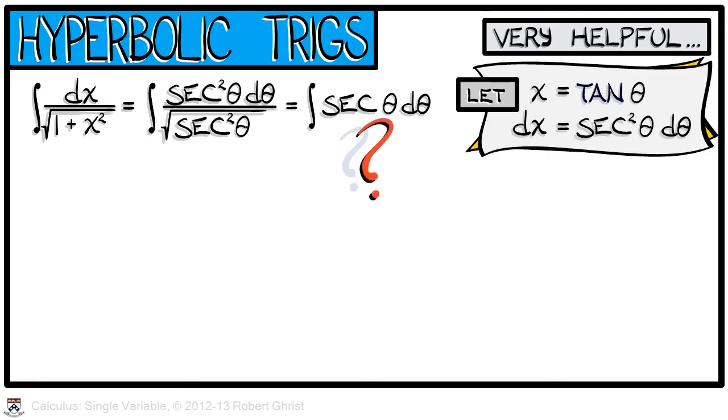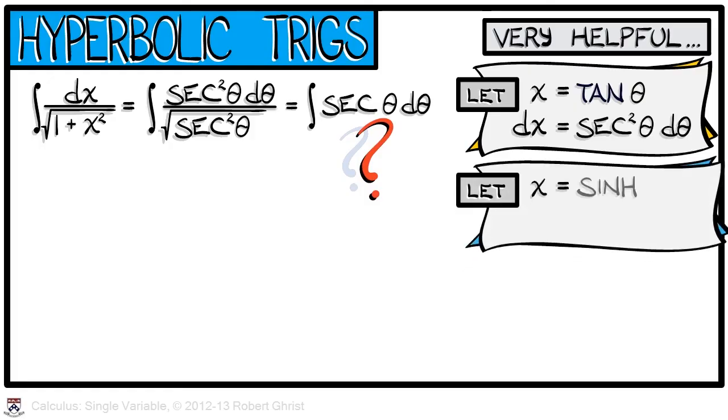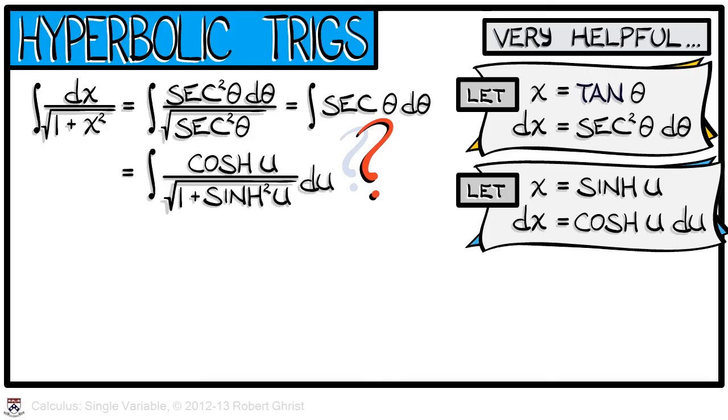And here I'm stuck. I don't remember how to integrate secant. It always seemed to me that it was a tricky sort of integral. Let's try a different approach. Consider x as the hyperbolic sine of u, so that dx is the hyperbolic cosine. Then this integral is equivalent to the integral of cosh u over square root of 1 plus sinh squared u.